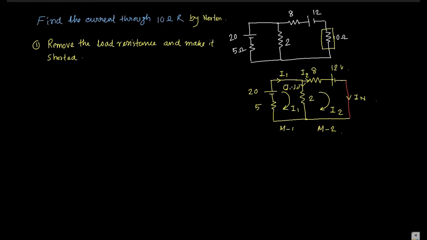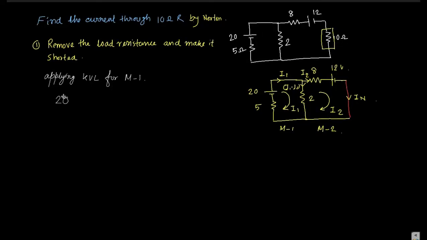So now you can write, applying KVL for mesh 1. Okay, so what is the equation? The equation becomes minus 20 plus 5 I1 minus 20 into I1 minus... 20 volt is your supply.